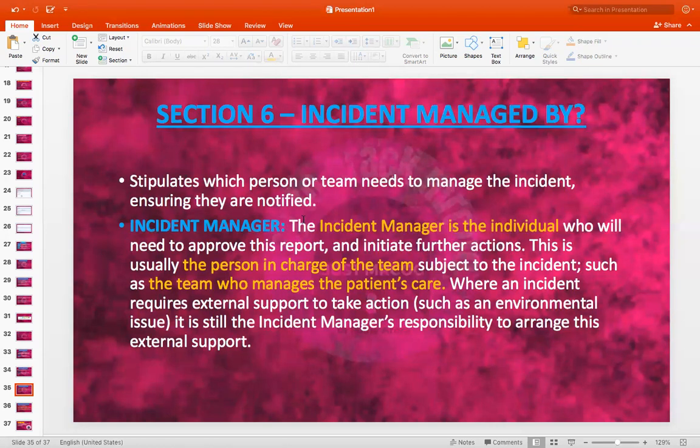But the care team who has committed that particular negligence cannot be in the team, because in one hospital there can be 3 or 4 obstetric units, there can be 3 or 4 gynae units. So the incident has happened particularly, say, under team A, under obstetric unit A. So obstetric unit A is not going to be part of that investigating team, right? So the team who manages the patient care, and sometimes we need to take external support when there is some environmental issue.